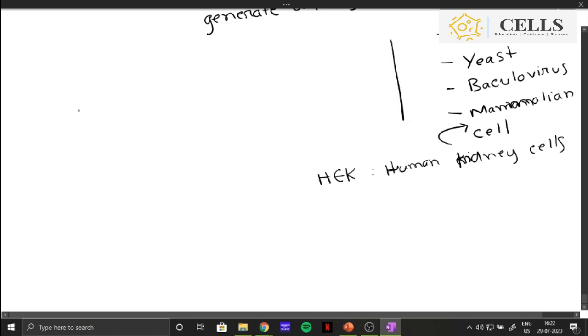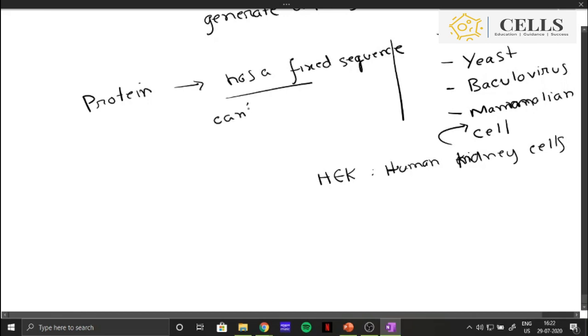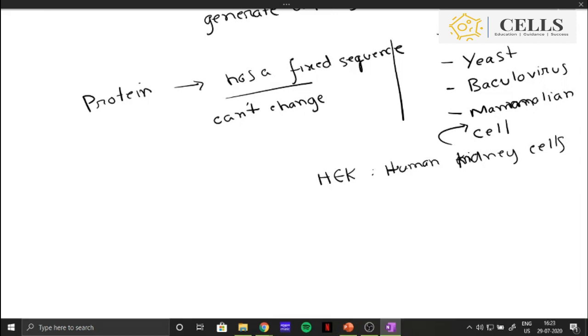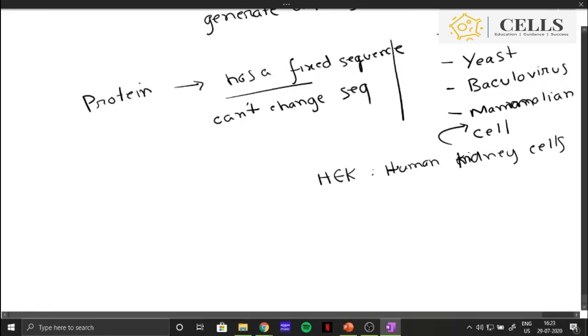The protein that you have to overexpress has a fixed structure, a fixed sequence. So you can't change the sequence. If you change the sequence of the protein, the biological function will be lost. It will not give a crystal structure, and you can't find the structure. So you can't change the sequence.